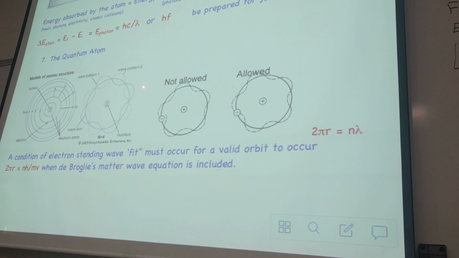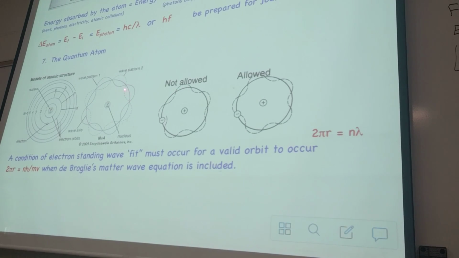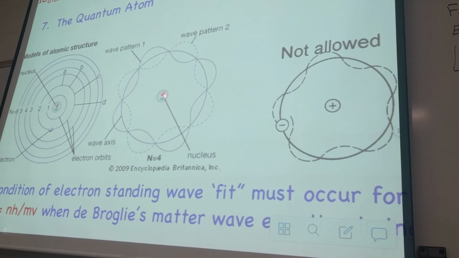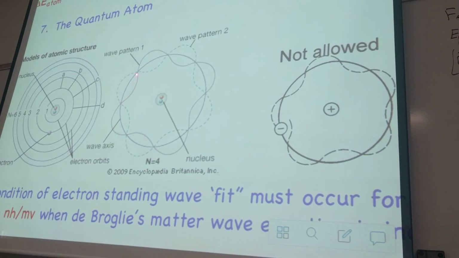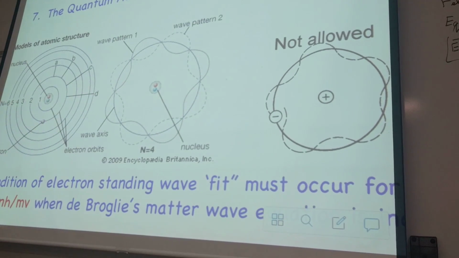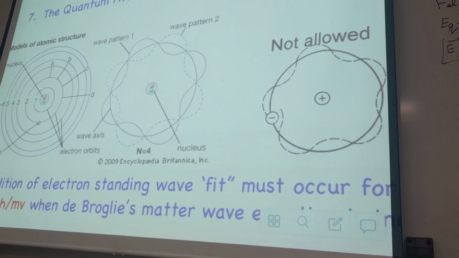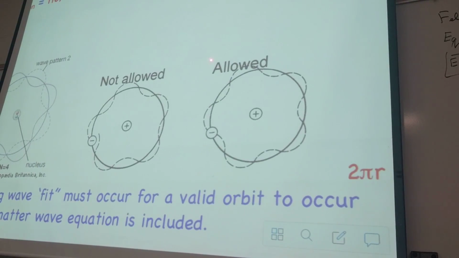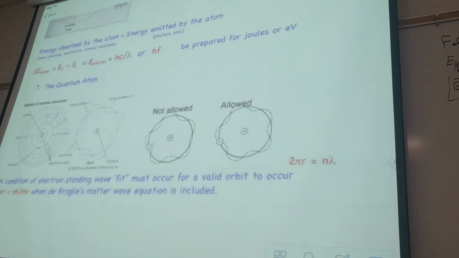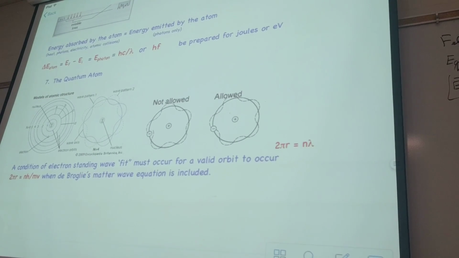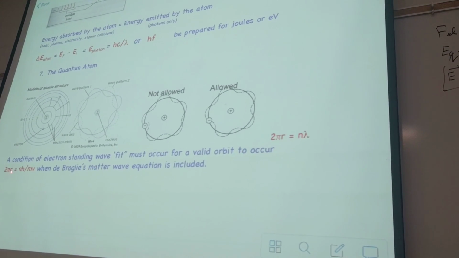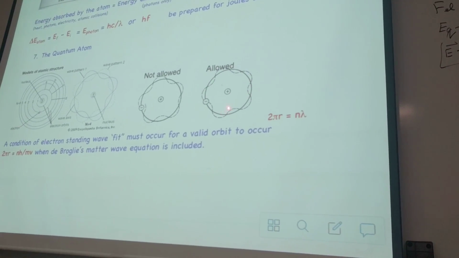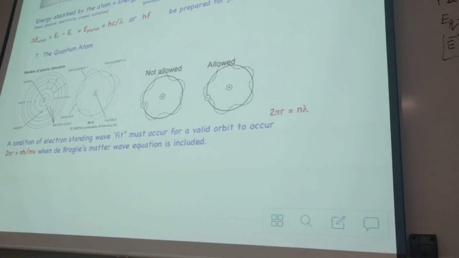It's based on probability. But when you fit an exact number of standing waves around an atom, then that's a good orbit. That's an allowed orbit, right? And if you go to a different orbit, then you have to have another condition of allowed standing waves. I don't know that you'll see any questions on this. I think it's a long shot, but just in case, 2 pi r equals n lambda.